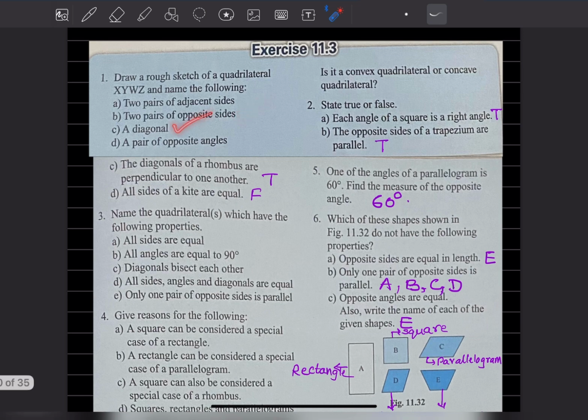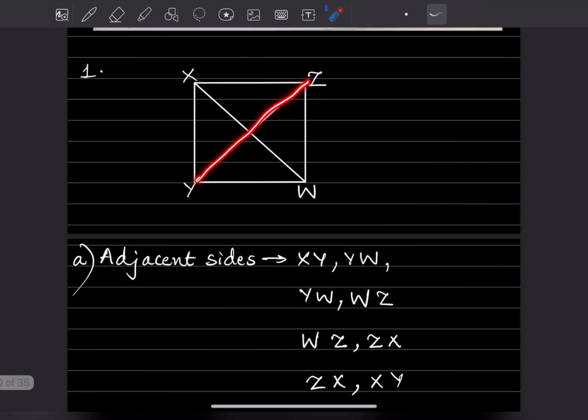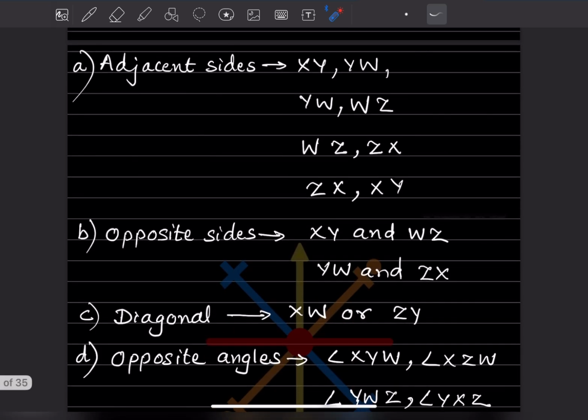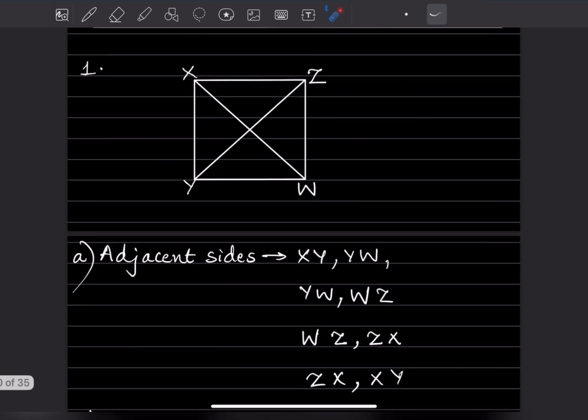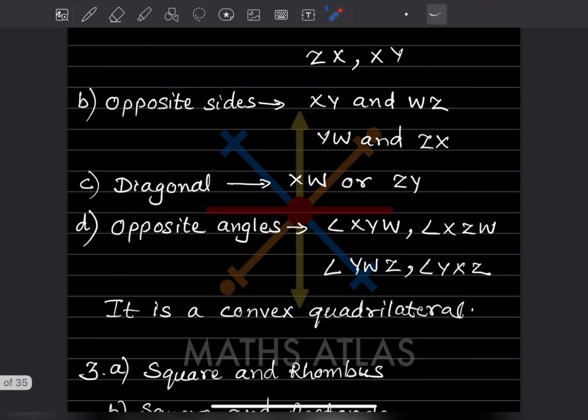Then we want the diagonals. If we draw the diagonals, they are going to be XW and YZ, or we can write ZY. That is the same. These are the diagonals.